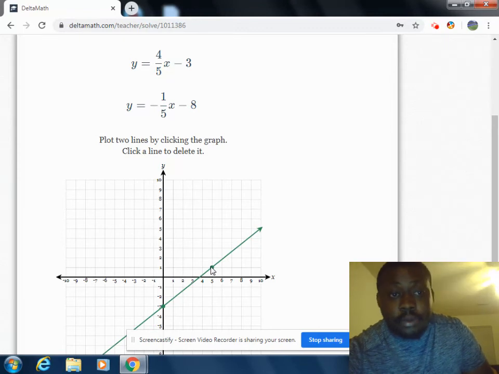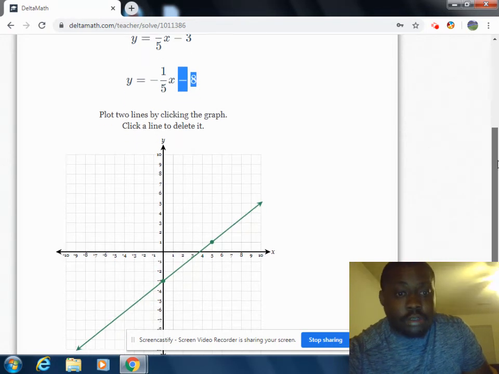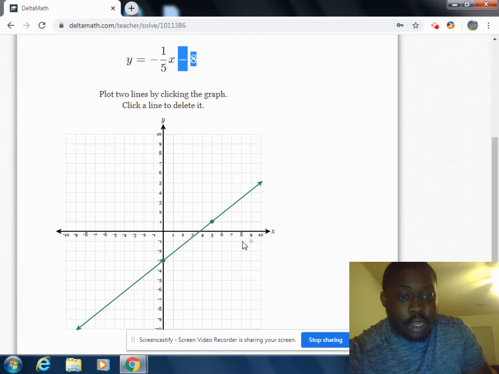Okay, so the next thing we're going to have to do is graph the second line, which is y equals -1/5 x minus 8. So again, the first thing we got to look for is our y-intercept. So in this case, my y-intercept is -8. I'm going to scroll this down just a little bit. All right, so I go to my y line, find my -8. Boom. All right, and then the next thing says that my slope is -1/5.